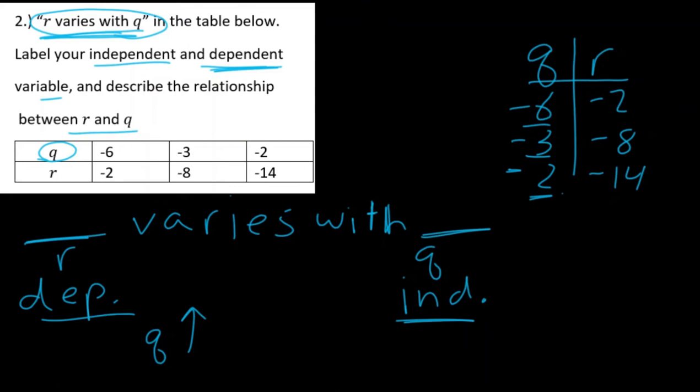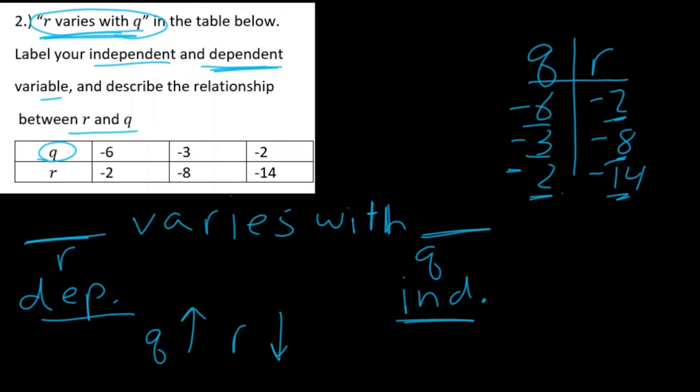And what about r? What's happening with r? Well, we're going from -2 to -8 to -14. We're actually going more negative. And so remember, when you're going more negative, you're actually decreasing. The best way to think about that is in terms of money. As you go more negative, your bank account goes more negative, you are owing more and more money. It means that technically you have less money. Your amount of money is decreasing. So as Q increases, R decreases.